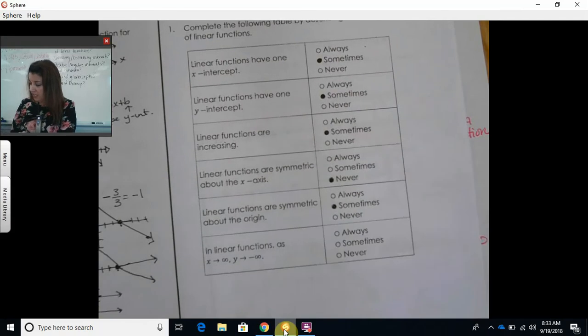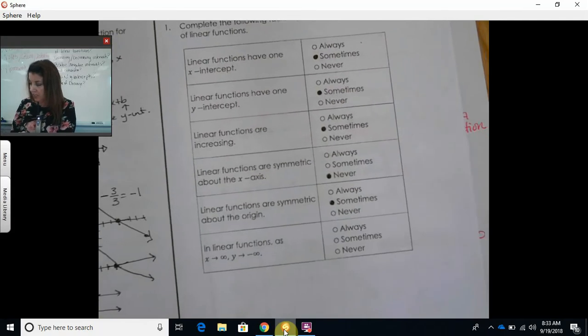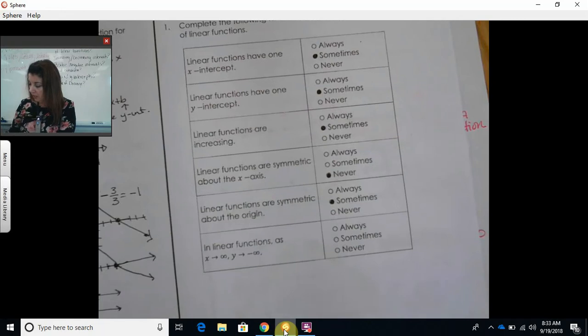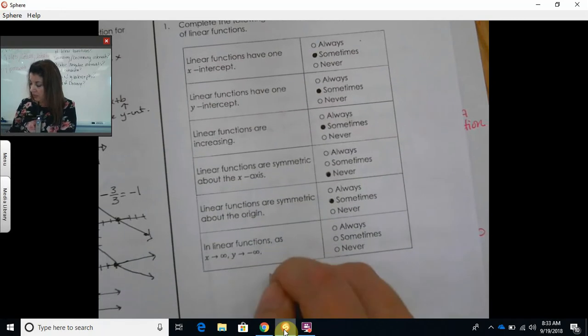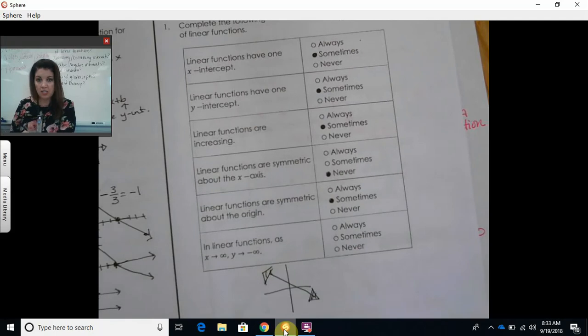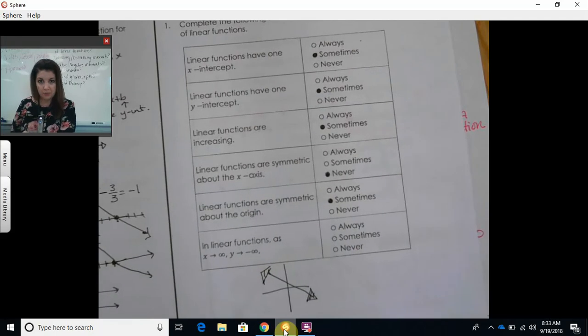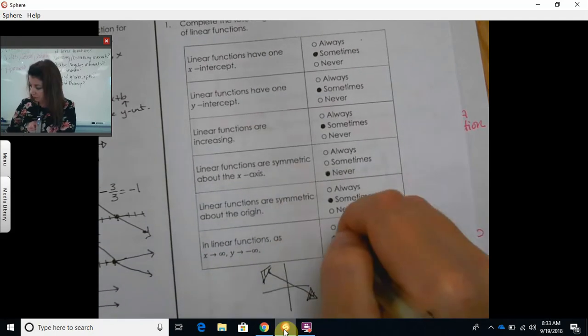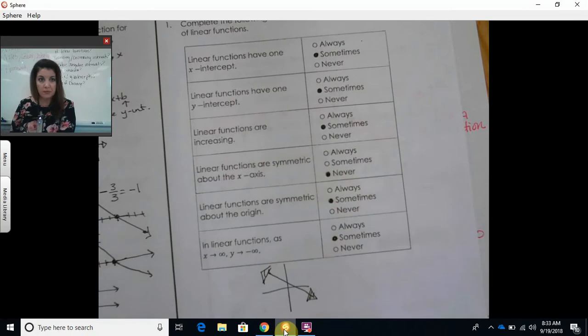In linear functions, as x approaches positive infinity, y approaches negative infinity. So that would be a line that looks like that. Always, sometimes, or never. Sometimes. You may have questions?